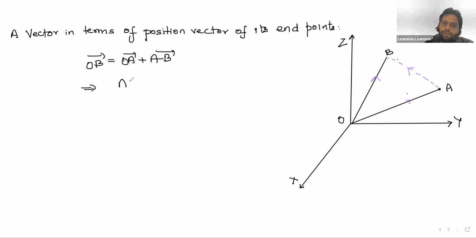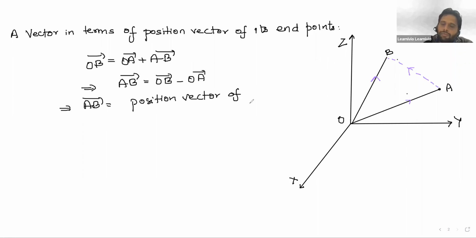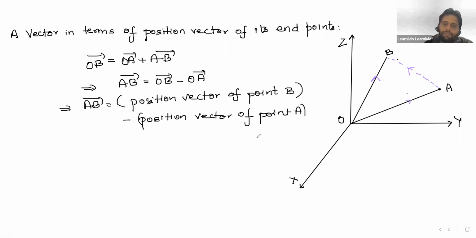So what AB will you get? AB is equal to OB minus OA. That means if you have to find vector AB, then it will be equal to the position vector of point B minus the position vector of point A. Okay, so all of you please note this down. Raise your hands once it is done, then I will give you a question.